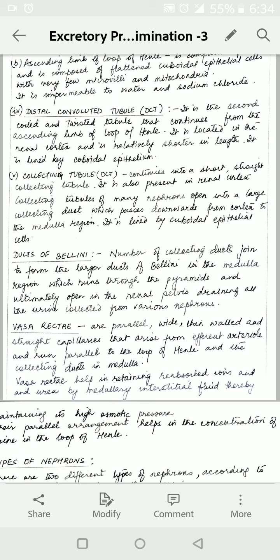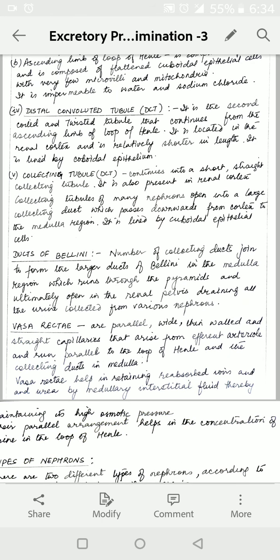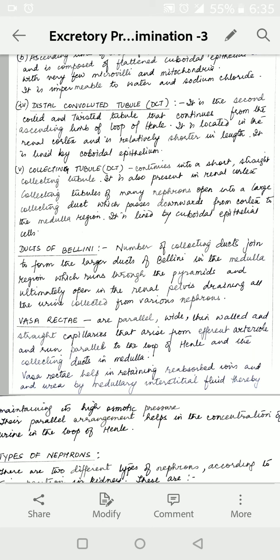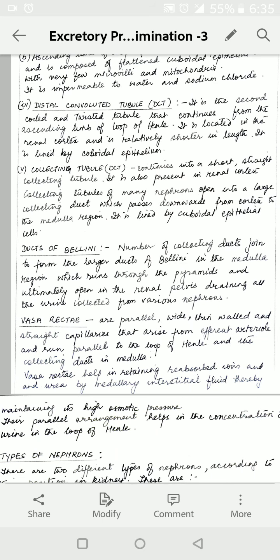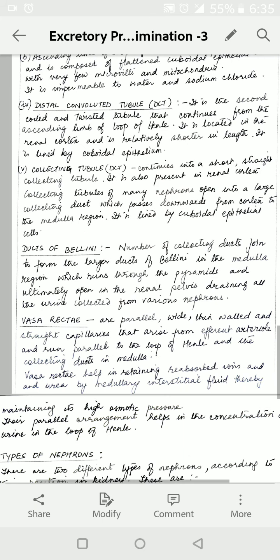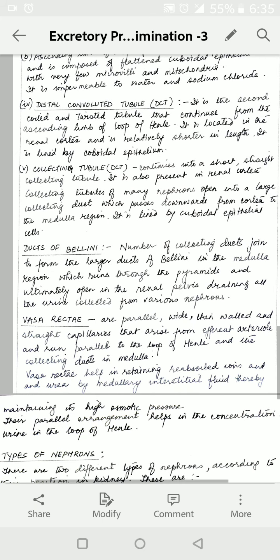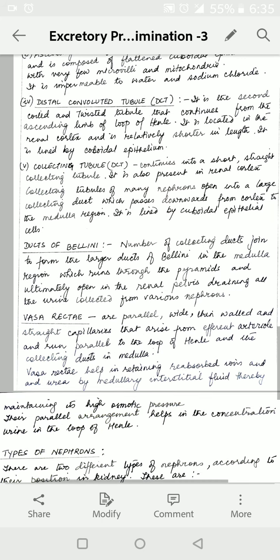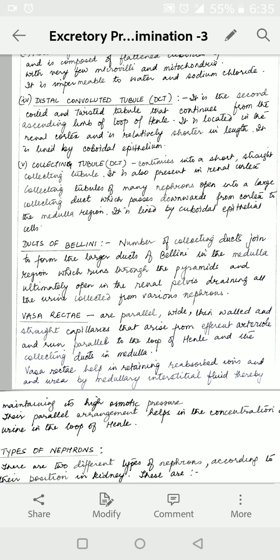Vasa rectae help in retaining reabsorbed ions and urea in the medullary interstitial fluid, thereby maintaining high osmotic pressure. And their parallel arrangement helps in the concentration of urine in the loop of Henle.